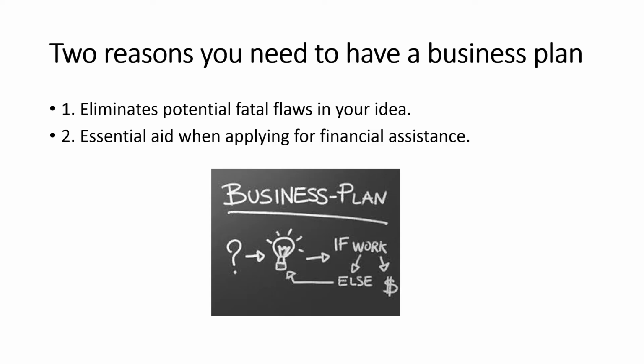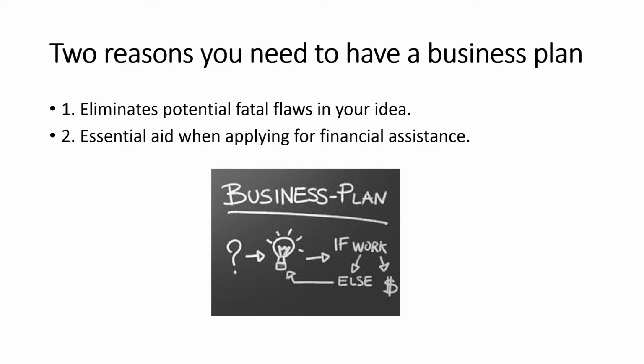So in the case study, we see that Moses and his friends didn't plan very well for the business they wanted to start. So what are the two reasons why they must have a business plan? First, if they had a business plan, it would have eliminated the potential fatal flaws in their idea. So they thought their idea is wonderful because it will help people with immune deficiencies. But they didn't look at the potential fatal flaws of their idea. Yes, it's a great idea, but where are the flaws? Why are they not selling their product?